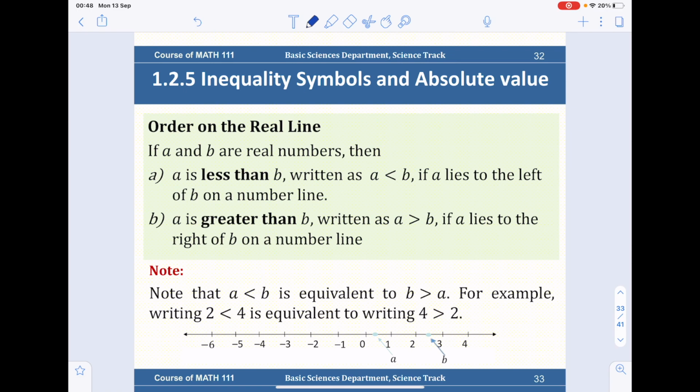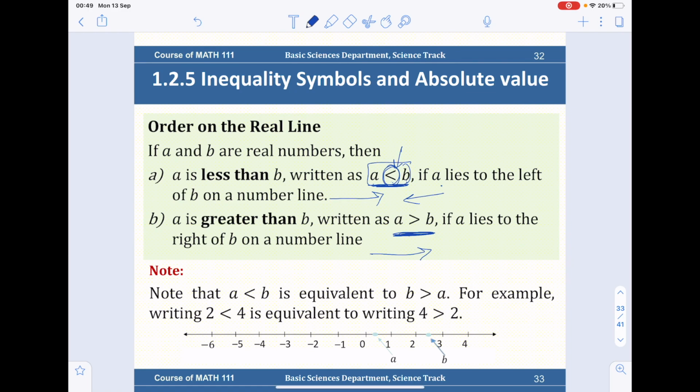Inequality symbols and absolute values. Now in the absolute values, or first the inequality symbols, I can read this as a less than b. Okay? So this symbol is read as a less than b, or I can read it from this side, so I can say b more than a. So the value is more when this symbol is open to it. But we usually read the statement from the left to the right. So we read it as a less than b, and here a more than b. Okay, we read it from the left to the right.